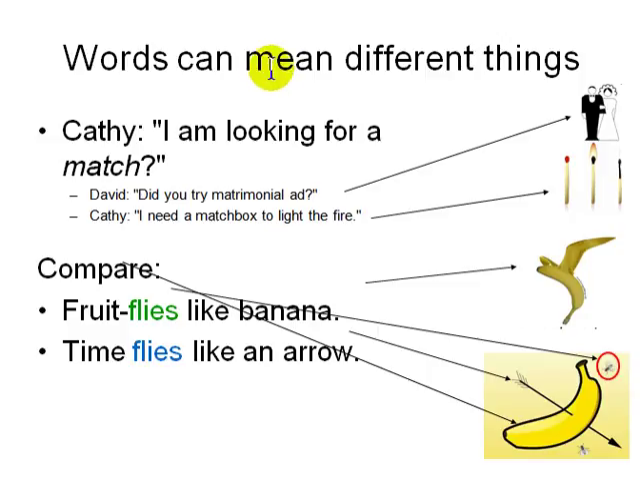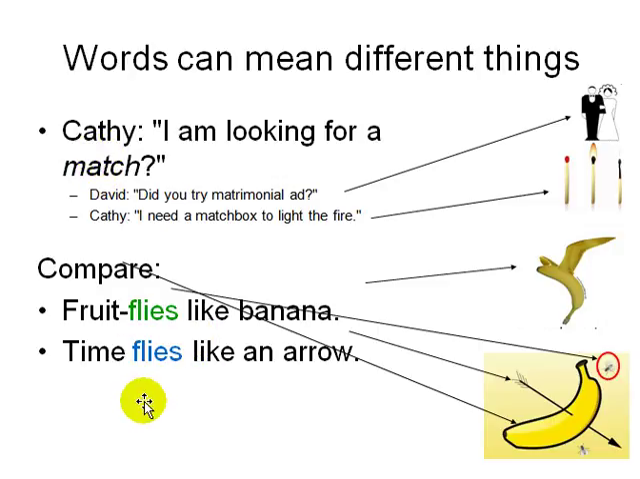Okay, in this class we're going to look at ambiguity. Ambiguity means not clear or having multiple meanings. So let's look at some examples. Words can have different meanings. So Katie says, I'm looking for a match. And a match can have multiple meanings. Did you try the matrimonial column? David says. Katie says, I need a matchbox to light the fire. That's multiple meanings of a single word.